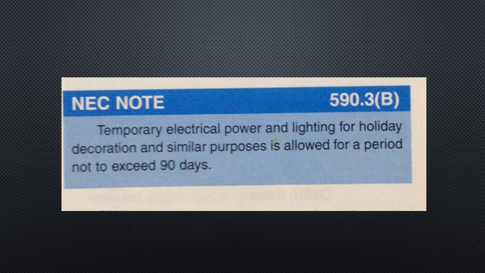NEC Note 590.3(B): temporary electrical power and lighting for holiday decoration and similar purposes is allowed for a period of 90 days or less. Temporary installations. The provisions of Article 590 of the Code are specifically tailored to apply to temporary electrical wiring methods, which may be less exacting than permanent wiring systems.